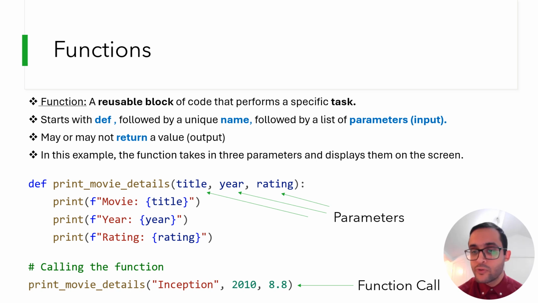Next, we introduce functions. So, what is a function? A function is a reusable block of code that performs a specific task. You can think of it as a subroutine or a mini program within your program. A function definition starts with the word def in Python as shown, and this is followed by the name of the function, followed by a list of parameters, which are variables that form the input to the function. This is followed by the function definition or body.